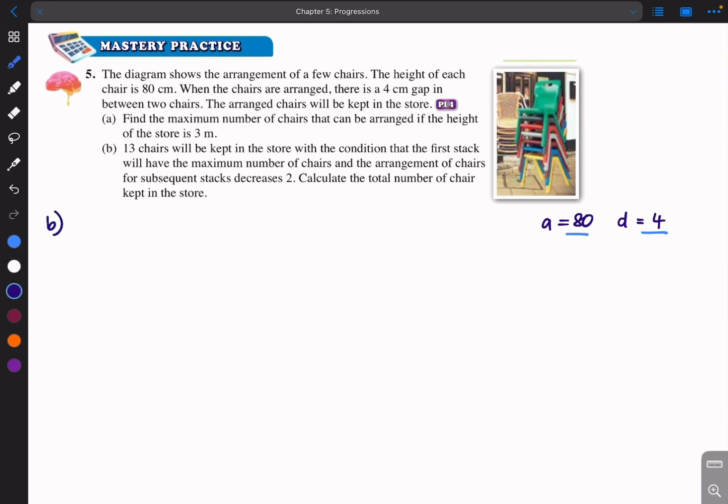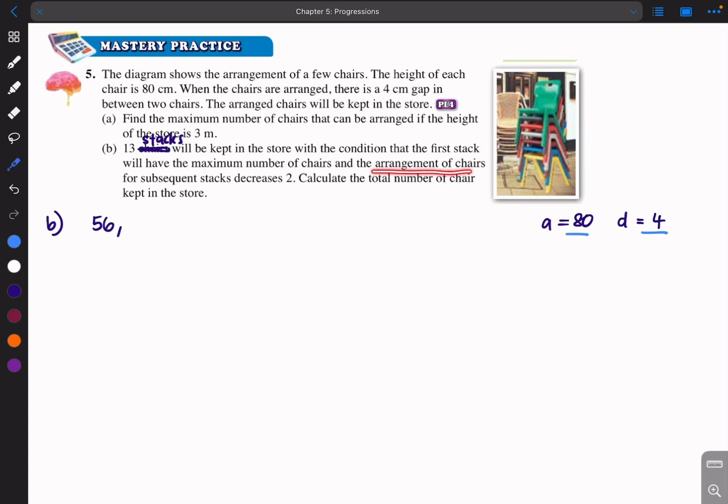B. I think there is a typo. This is not 13 chairs. This should be 13 stacks. Okay. 13 stacks will be kept in the store with the condition that the first stack will have the maximum number of chairs. Maximum number of chairs means 56, just now we found, right? So the first stack is 56.